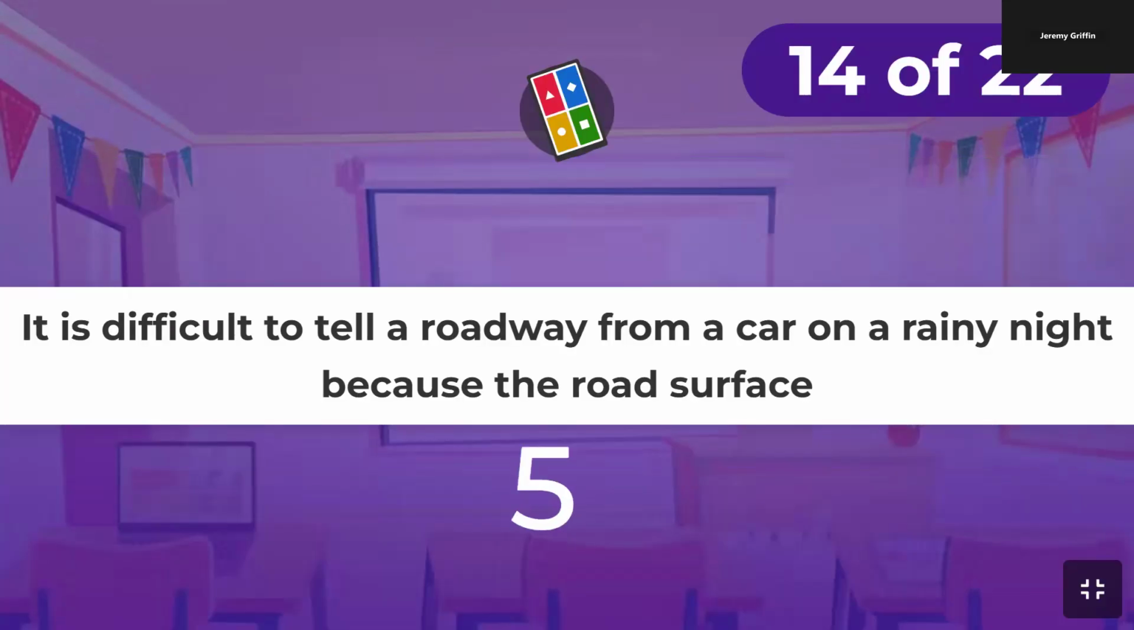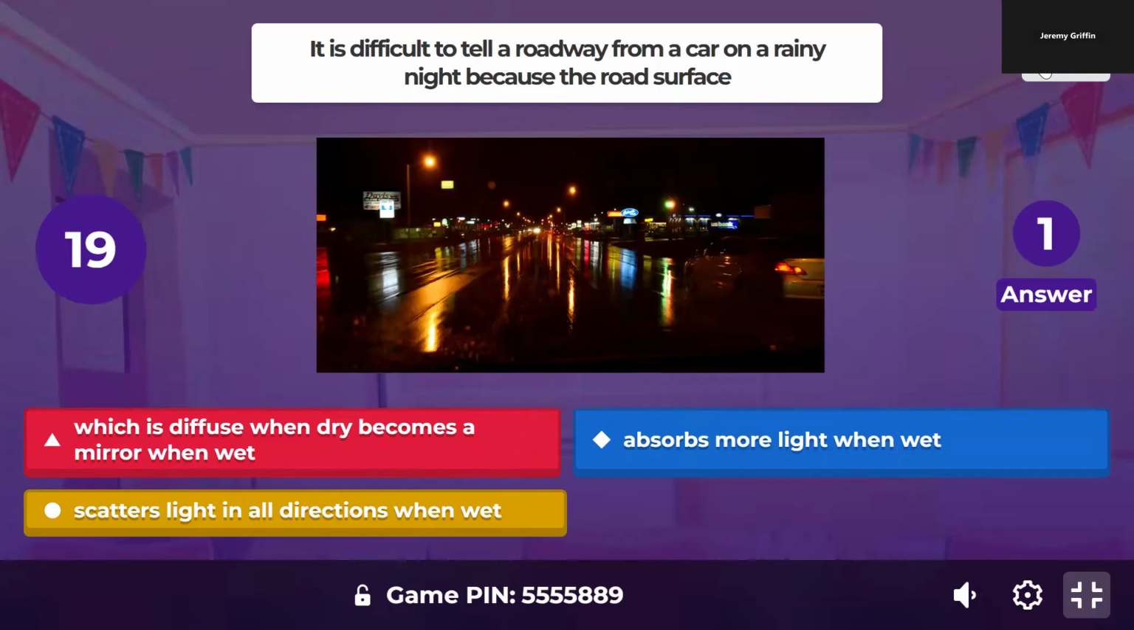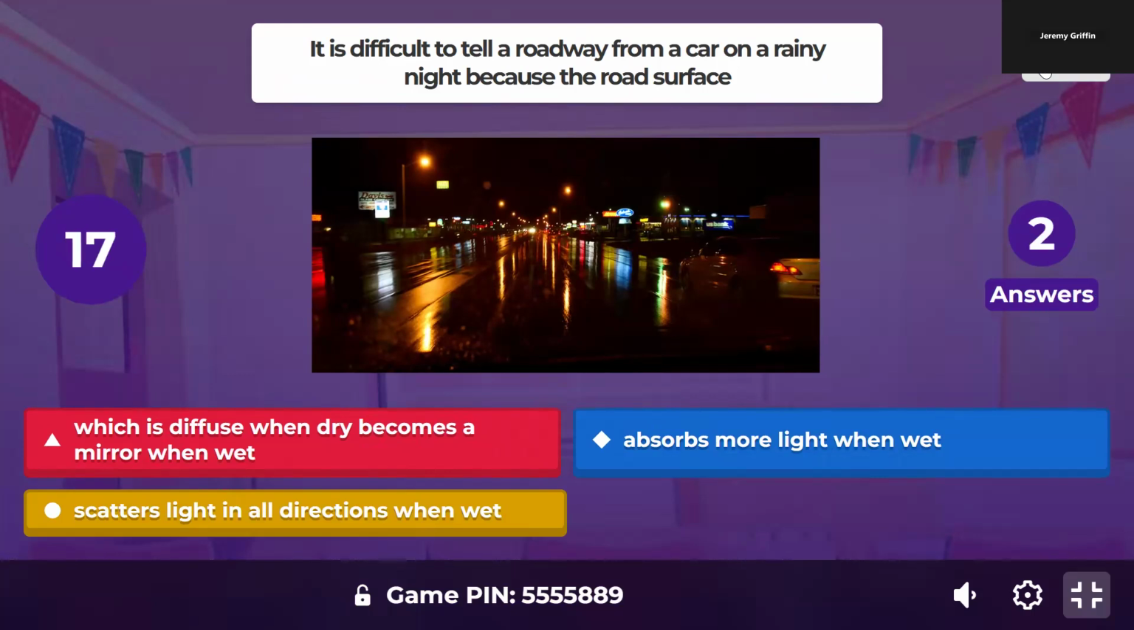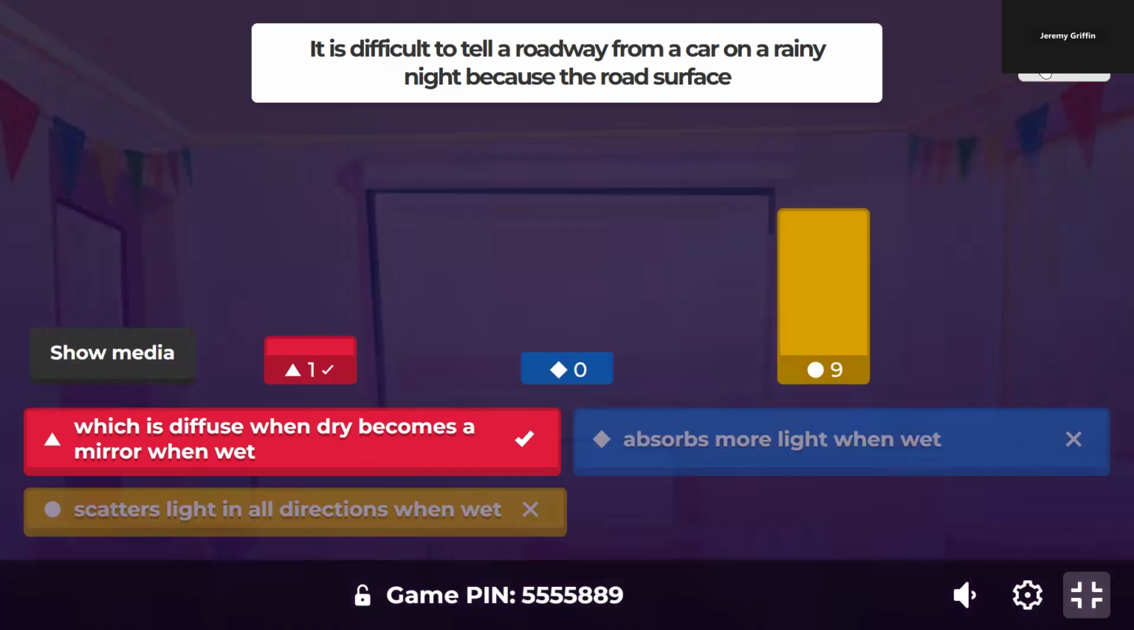It is difficult to tell a roadway from a car on a rainy night because the roads are... Oh, there you go. Why? Diffuse when dry becomes a mirror when wet.